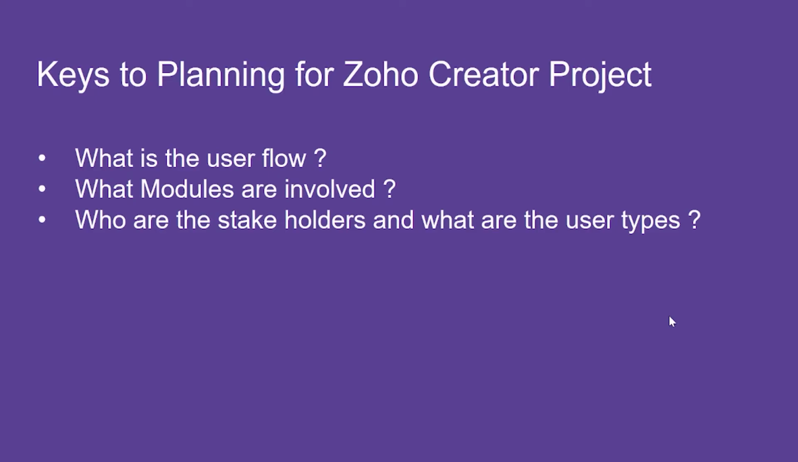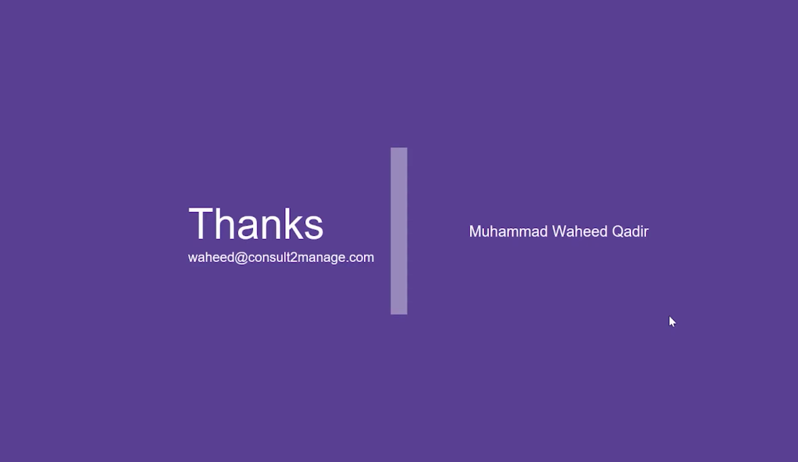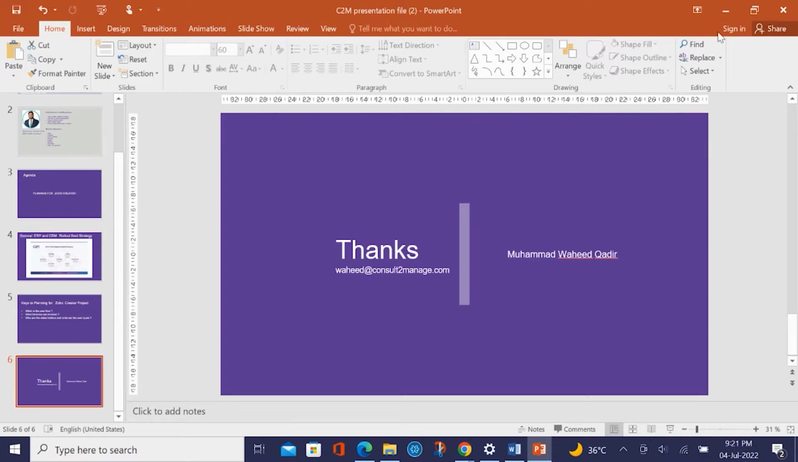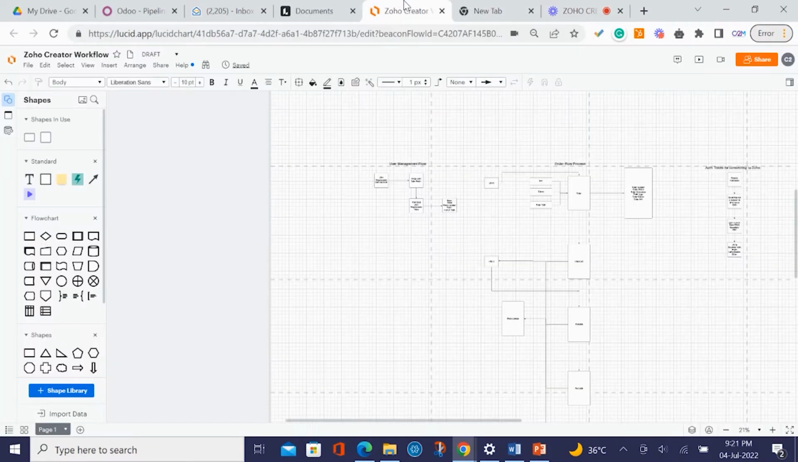So when we say Zoho Creator, what are the three key things that we should be asking questions about, or focusing on? The first one is, what is the user flow? Who the user is, what the access is, what that user needs to do in the system. Then, what modules are involved? By module, I mean the actionable forms involved in the system, and who the stakeholders are, and what the different user types are. So this is the idea that we will be going through today. Now let's get on to the process flow.